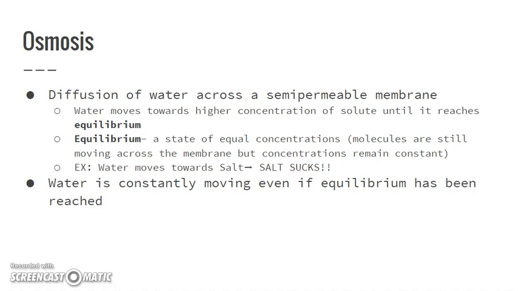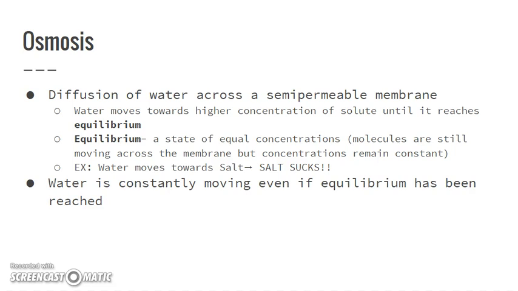Now, equilibrium is just a state of equal concentrations, and molecules are still moving across the membrane, but concentrations remain constant. So water is always moving towards the higher concentration. So, for example, water is going to move towards salt. So think about this. When you eat something really salty, you want to drink a lot of water because you're really thirsty. Salt sucks the water out of your cells. So water is going to move towards the salt or the higher concentration because salt sucks.